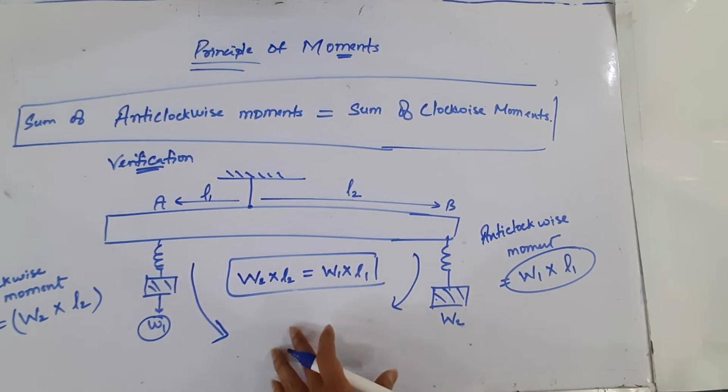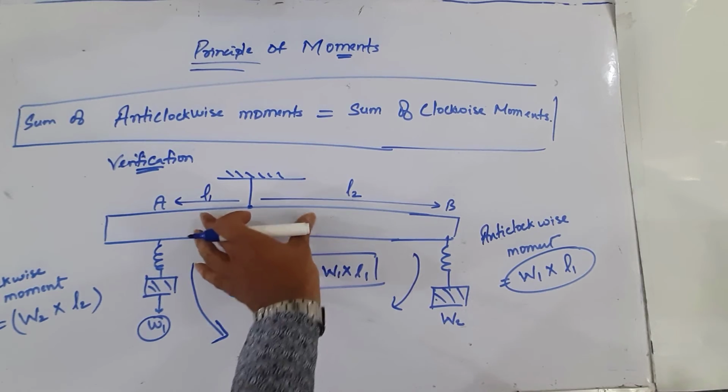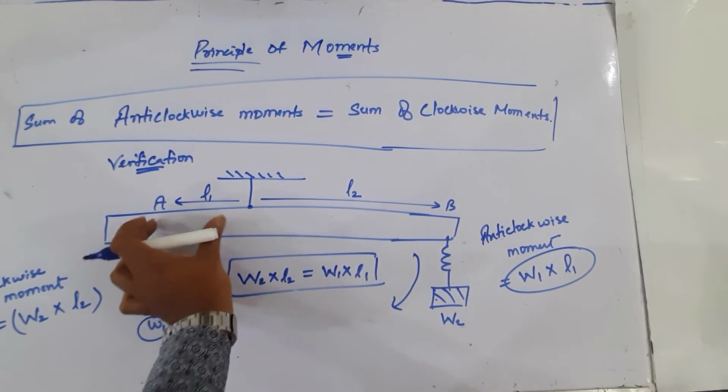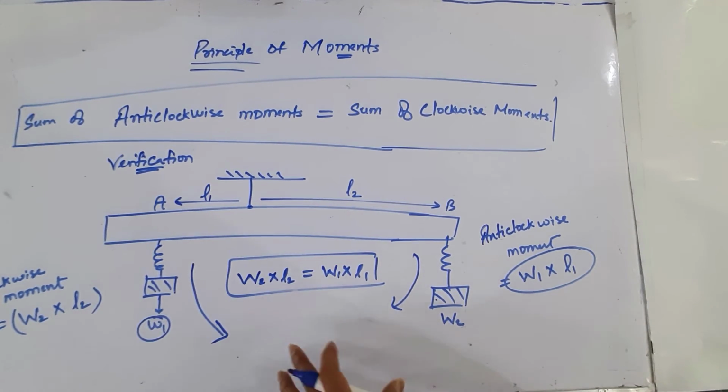That means that to balance a meter rule we have to produce a clockwise moment that should be the same as the anti-clockwise moment. Now I will discuss how to solve the numericals based on a uniform meter rule.